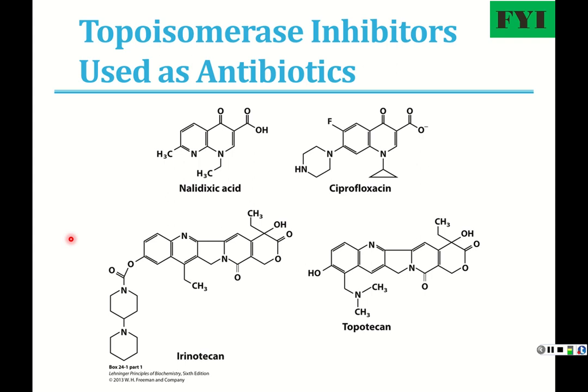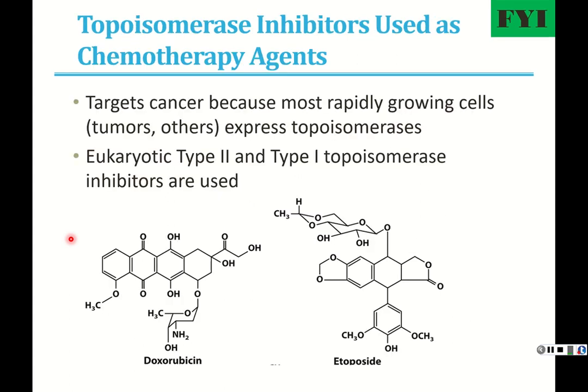And some of those are shown here. Okay. Again, you're not going to be responsible for these structures, but just know that this is a target for antibiotics. Okay. They can also be used as chemotherapy agents, right? Because cancer cells are sort of rapidly growing cells. So if you can slow their cell division down by inhibiting their topoisomerase and making the replication of their genomes impossible, that'd be a good target for a chemotherapy drug.